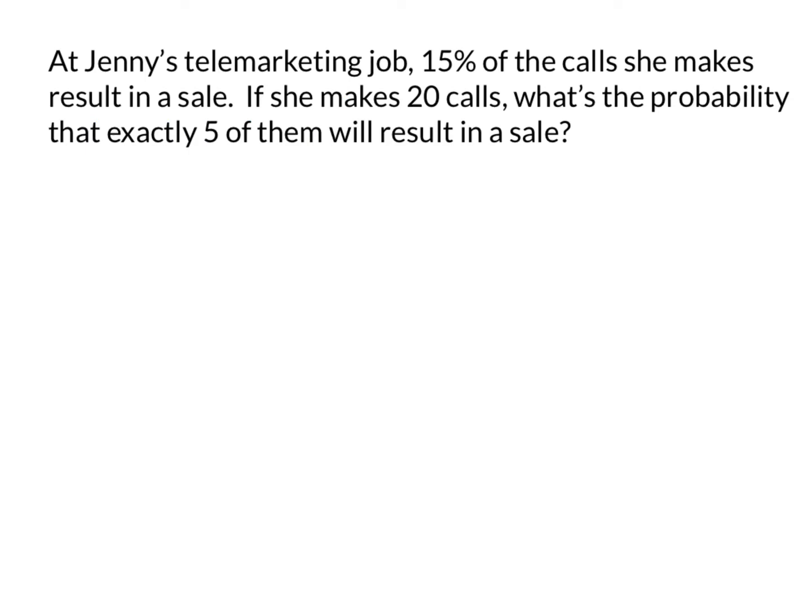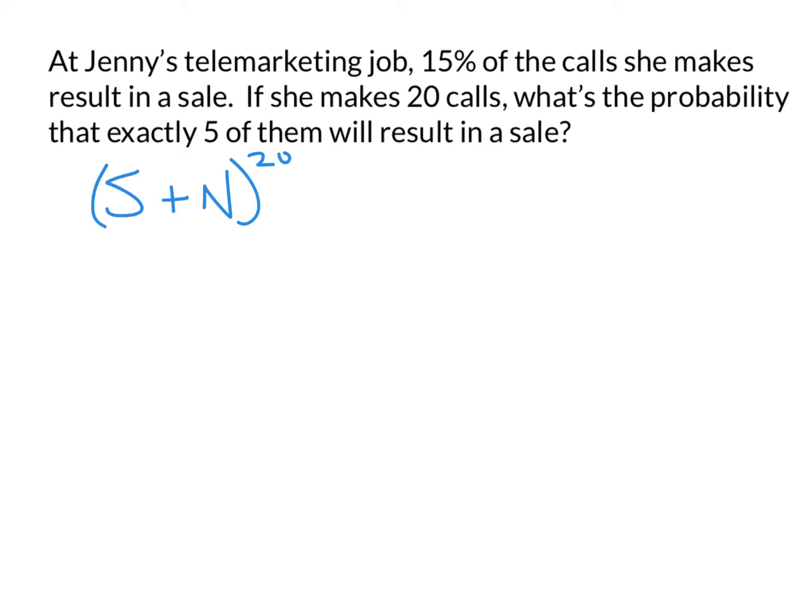Let's look at another more complicated example. At Jenny's telemarketing job, 15% of the calls she makes result in a sale. If she makes 20 calls, we want to find the probability that exactly 5 of them will result in a sale. Now, this is a binomial situation because each time that she makes a call, there's 2 possible outcomes. She could either make a sale or not make a sale. And the number of trials is going to be the number of times that she makes a call. In this case, we have 20 calls that she's making.